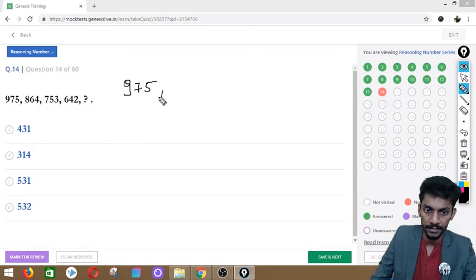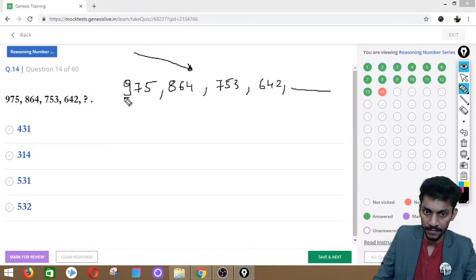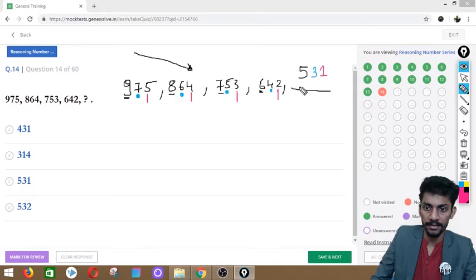975, 864, 753, 642, dash. See here, the values are decreasing. How is it decreasing? You have 9 here, it became 8, 7, 6. Next should be 5. Correct? Next one, 7, this part, 6, 5, 4. Next should be 3. Correct? Next one, this part, 5, 4, 3, 2, and the last should be 1. Okay? 531 is the answer. Very simple question. That is one method.